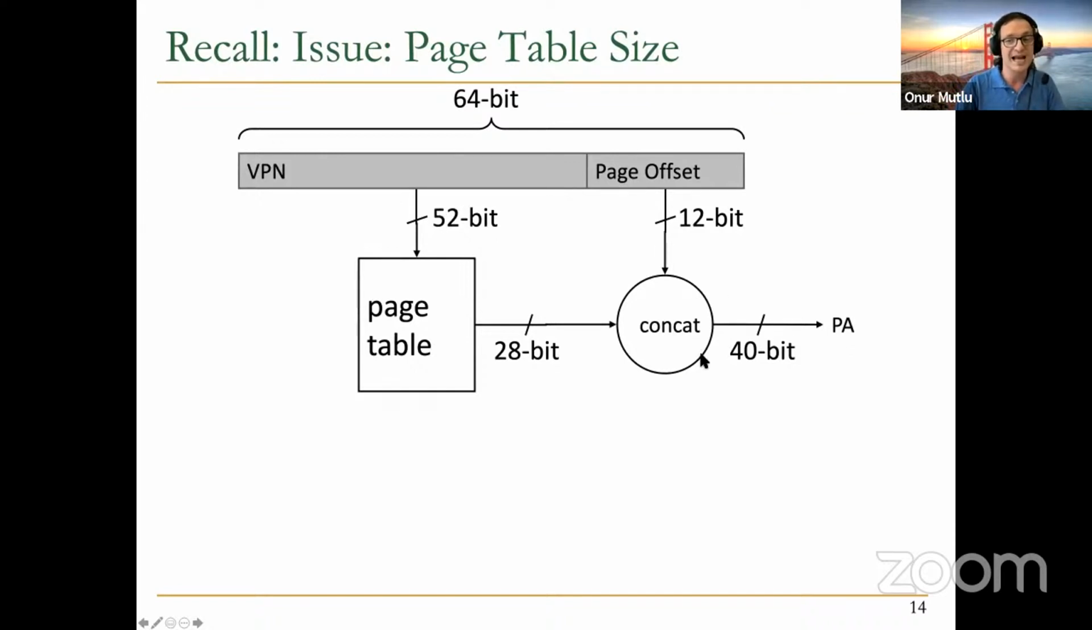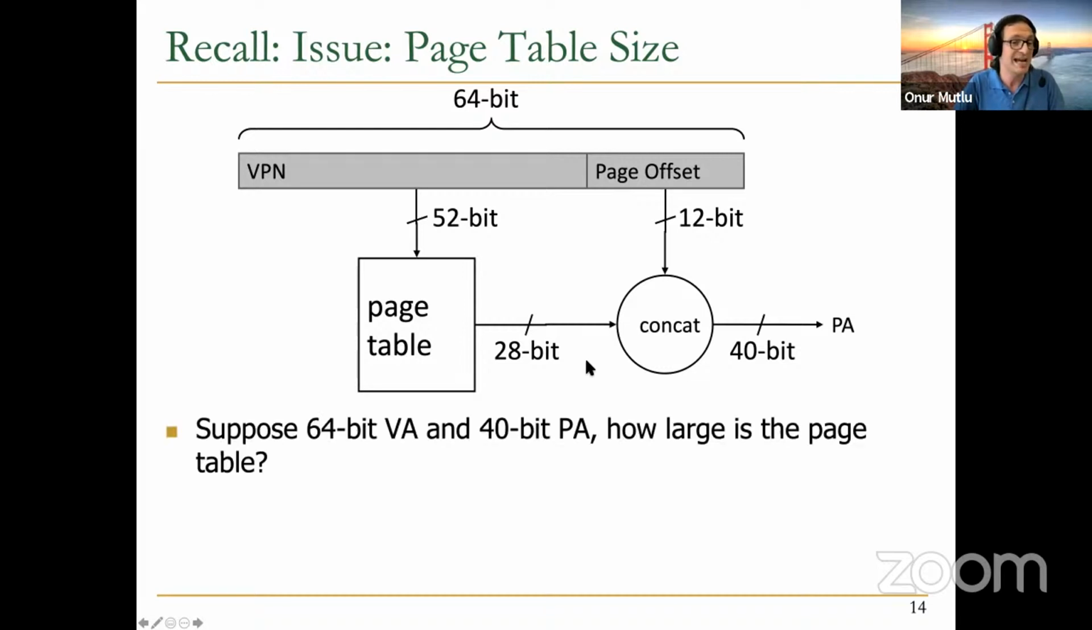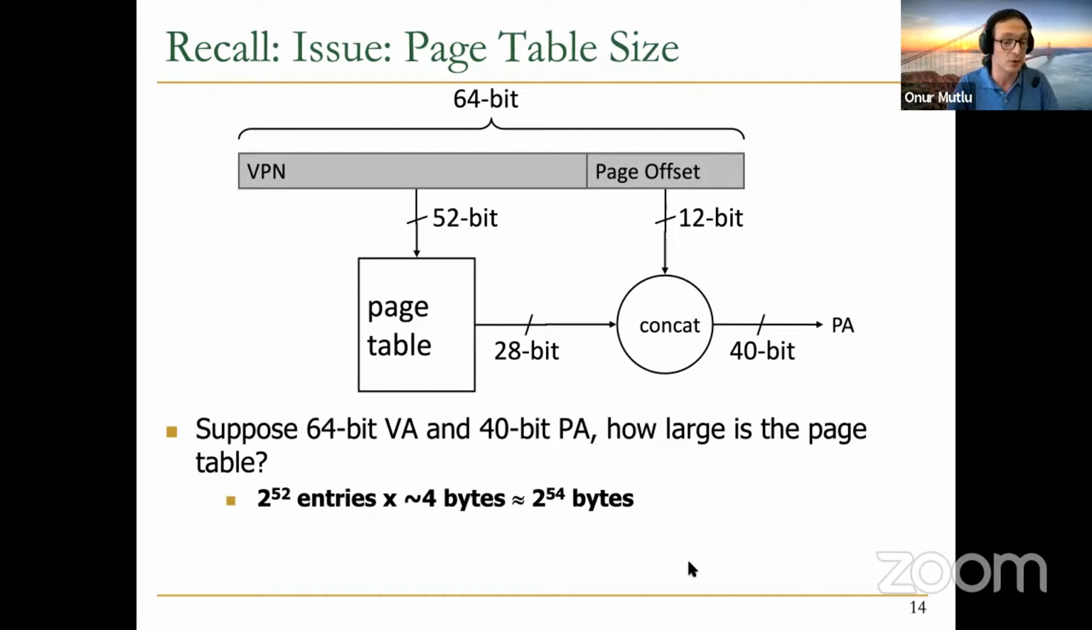Basically, if your physical address is 40 bits, that's 2 to the 40, which is a reasonable, respectable physical memory size today. Then your page table needs to do a translation from 52-bit virtual page numbers to 28-bit physical frame numbers, which means that it needs to have 2 to the 52 entries. And assuming each page table entry is 4 bytes, this is 2 to the 54 bytes. Now, this is larger than your physical memory, right? And your page table needs to be stored in physical memory.